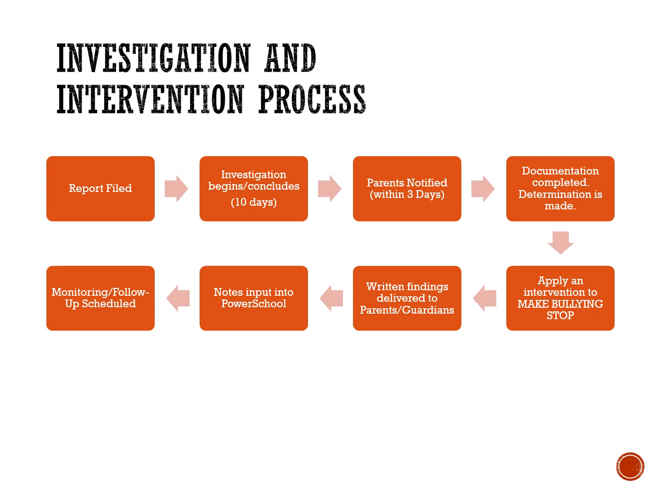Ultimately, school leaders will arrive at a conclusion. Has bullying occurred? Yes or no? If the answer is yes, the school leader will apply an intervention that is appropriate to make bullying stop. What this intervention is will really depend on the specifics of that individual situation. Ultimately, findings will be delivered in writing to parents and guardians of all parties involved. Notes are put into PowerSchool, and then we schedule follow-up and monitoring to make sure that bullying has truly stopped.